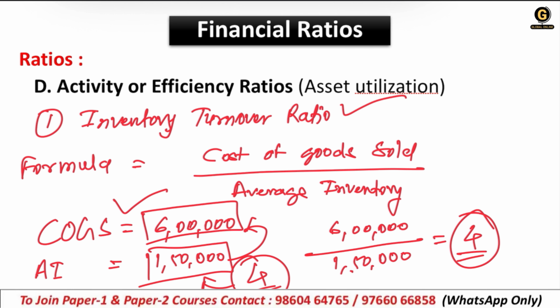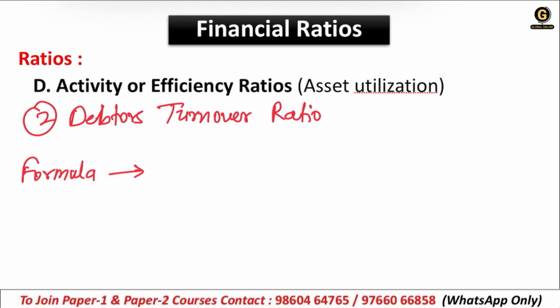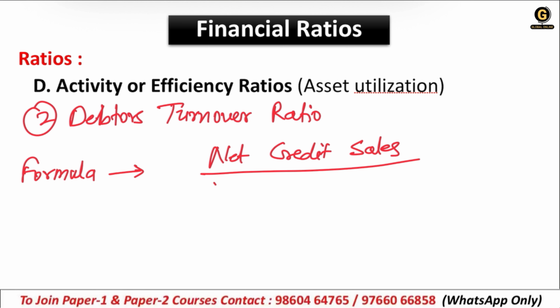Then next we have the debtors turnover ratio. We have debtors in the company, and we need to use that debtors fund to generate profit. The formula: debtors turnover ratio is equal to net credit sales divided by average accounts receivable. Net credit sales divided by average accounts receivable will give you the debtors turnover ratio.